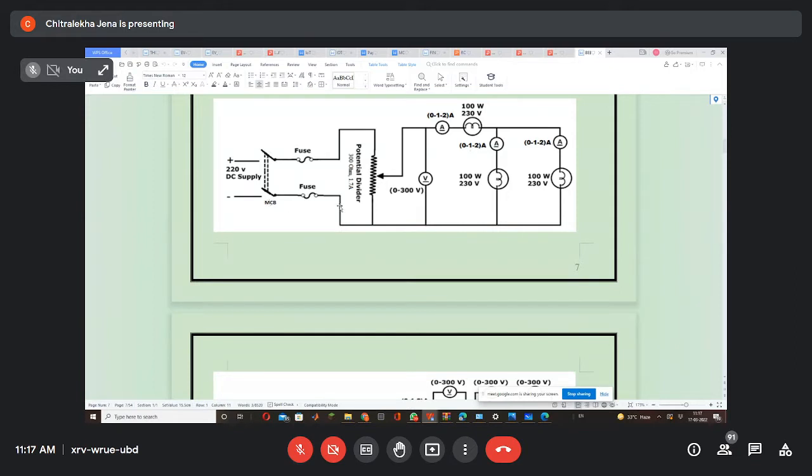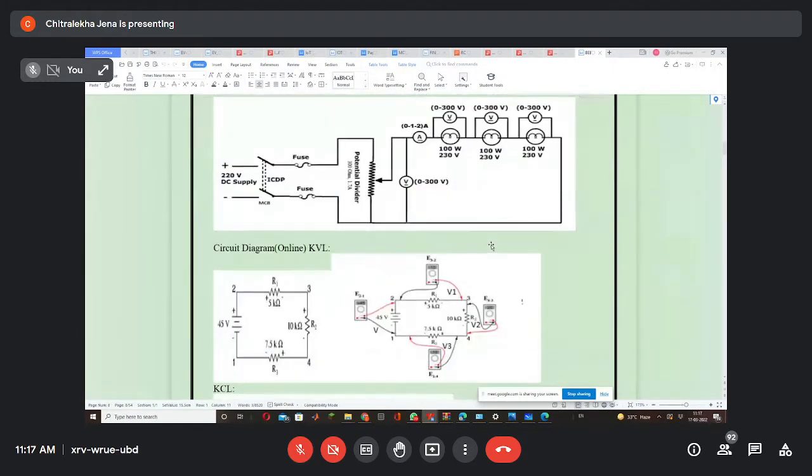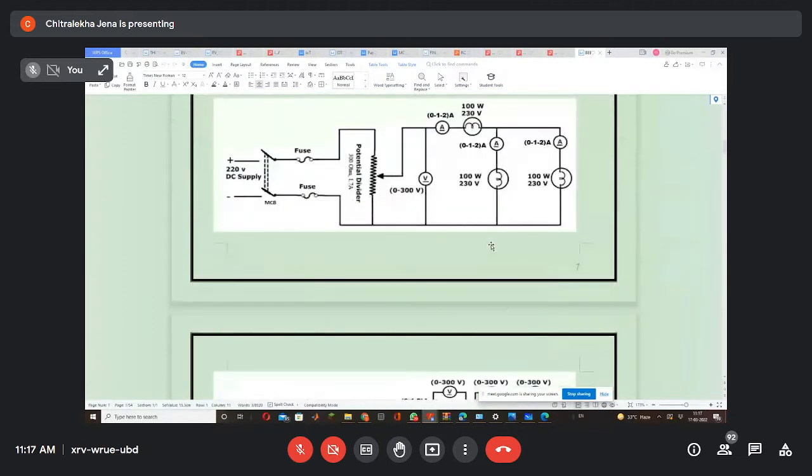Clear? Nowadays, in place of all these protective devices, we are using MCB. With the help of MCB, we are now connecting the 220 volt DC supply to the circuit. Am I clear now? Ma'am, yes. Can you again tell what is the role of ICDP?